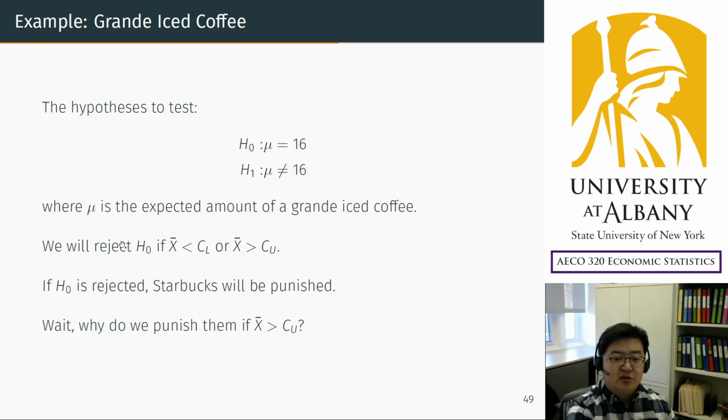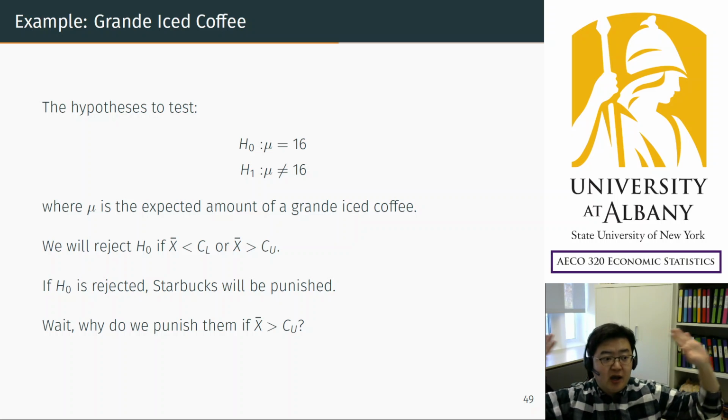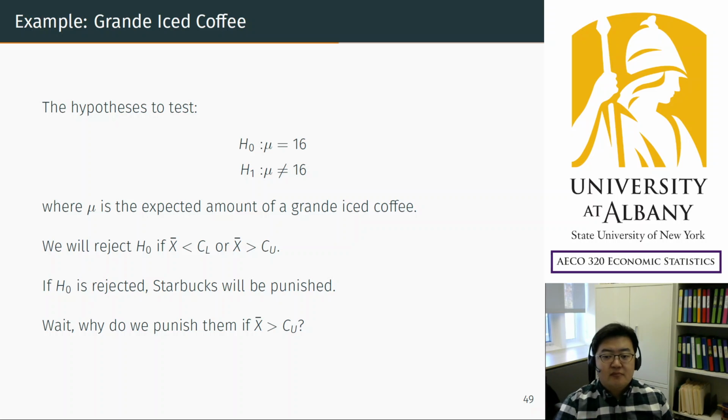And we know how to do it. You are going to reject if the sample average is smaller than the lower critical value or greater than the upper critical value. So you calculate the critical values, 16 is here, and outside is rejected. And then the rejection means Starbucks is doing something wrong. But that means the amount of the iced coffee is not as advertised.